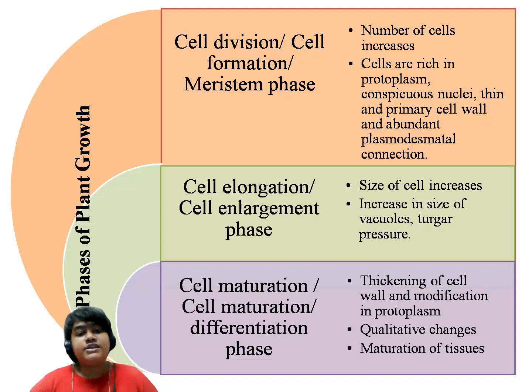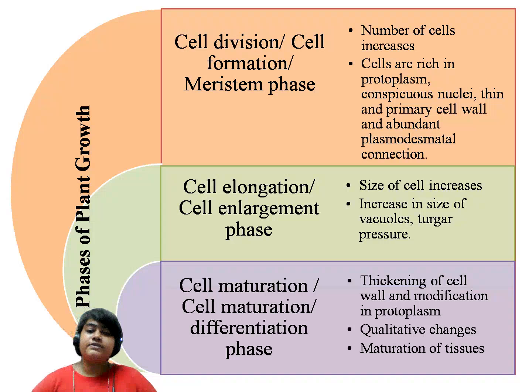The newly divided cells are rich in protoplasm, conspicuous nuclei, and they have very thin primary cell wall and have abundant plasmodesmatal connections. Now, these terms must be very new to you. These we need to study during the structure of the cells. After that, you are going to understand it very properly. But first remember this, that during this phase, the cells which are formed are rich in protoplasm, conspicuous nuclei. They have very thin cell wall.